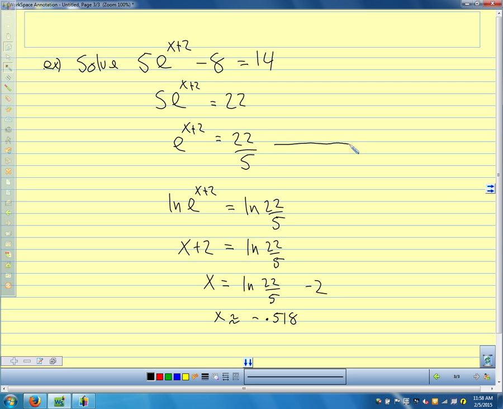From here, the other way that we could do this one is rewrite this in exponential form. So if I rewrite this in exponential form, I get the natural log of 22 fifths equals x plus 2. And I get to the same place. X equals natural log 22 fifths minus 2. Both are accomplishing the same thing. All right, questions on that one?